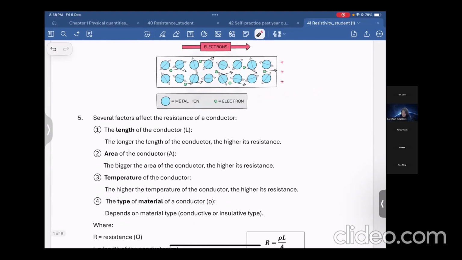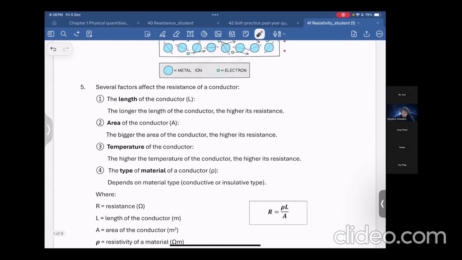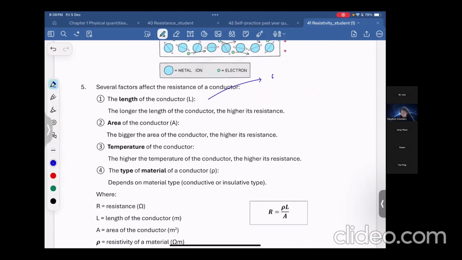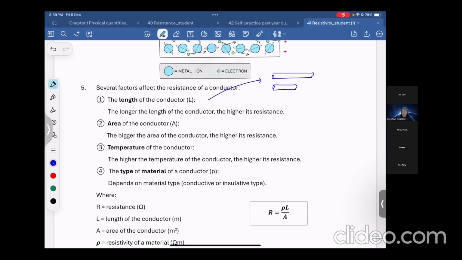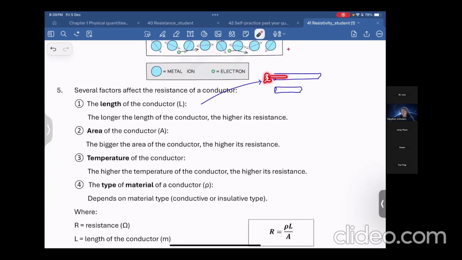Okay, we have a few factors affecting the resistance. We learned this before, but let's recall, okay? The length. Let's say this is a longer conductor, this is a shorter conductor, but their areas are the same. So how does it affect the resistance? You can imagine this is you trying to play a game, and you have to pass through the game, and win the game. So this one is the path that you have to go through.